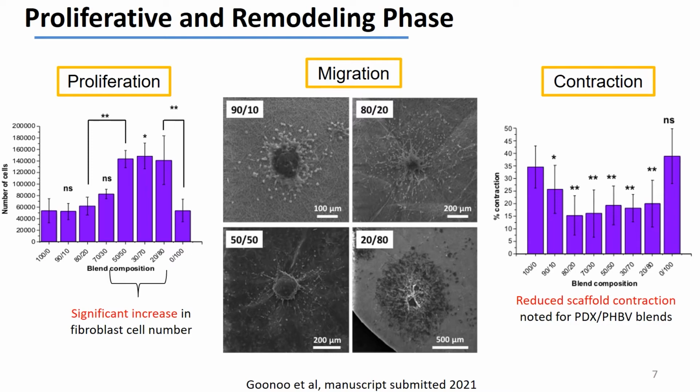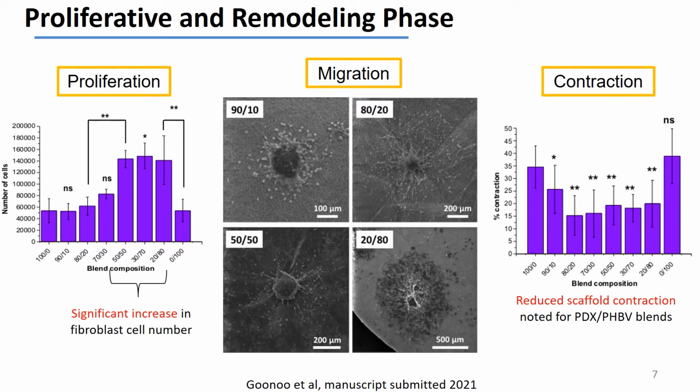Fibroblast migration is critical to close the wound following an injury. In fact, insufficient cell migration results in poor or delayed healing. Interestingly, incorporation of PHBV within PDX favored fibroblast migration. In fact, the 20-80 composition led to the highest number of cell migration.